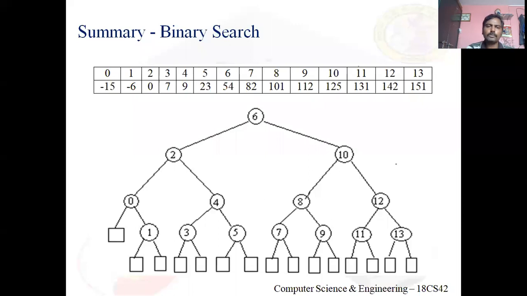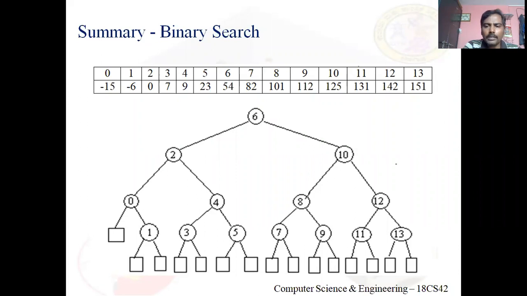Similarly, how many comparisons are required to locate element 7? What is the index of element 7? It's 3. So you traverse the binary decision tree from the root node to node 3. What nodes will I encounter? 6, 2, 4, 3. In total, 4 nodes. So 4 comparisons are required to locate element 7. It's very simple, right?